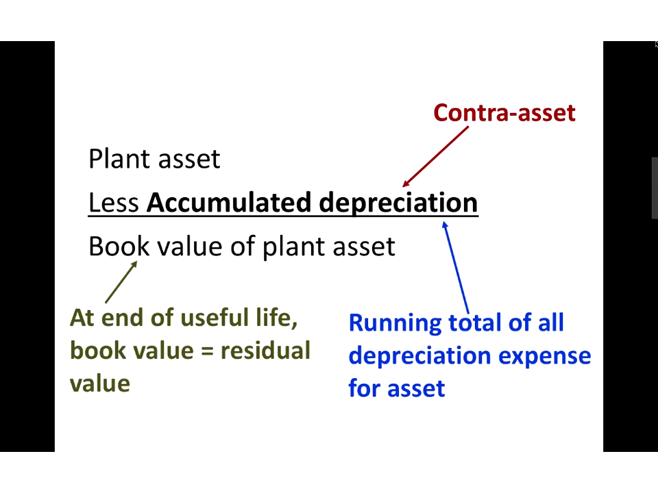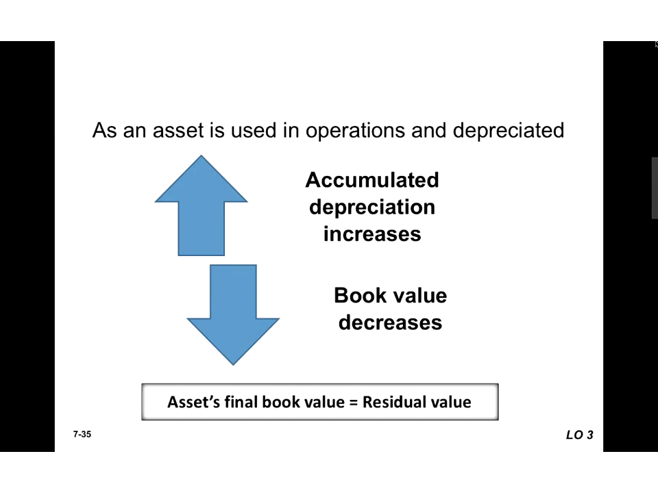When we talk about the book value equaling the residual value, that's at the end of the useful life. So what we're going to see over time, as we use an asset in our operations and depreciate it, accumulated depreciation will go up, book value will go down. That asset's final book value is equal to its residual value.